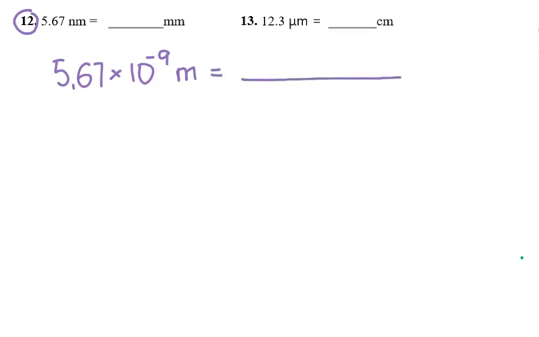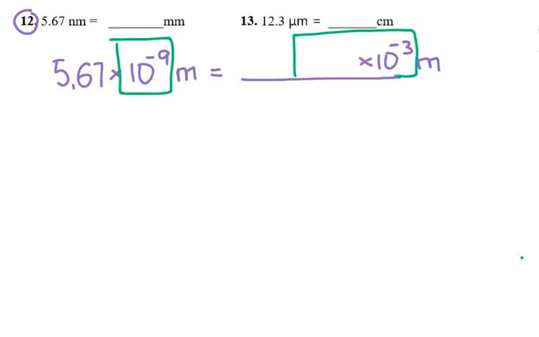Let's look at this question as well. So I have 567 nano, negative 9 meters. And on the other side, I want to have milli, negative 3 meters. So again, between the number and meters, I need to have negative 9. So I'm going to write 567, and I have to change this wherever it is in the green box. So if I do negative 6 and negative 3, that will give me negative 9.